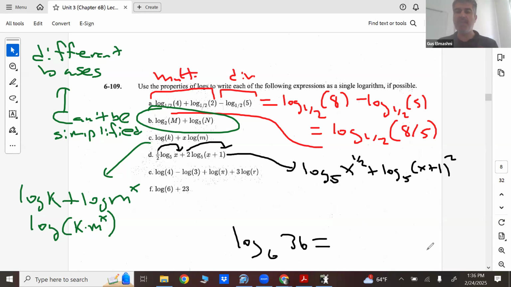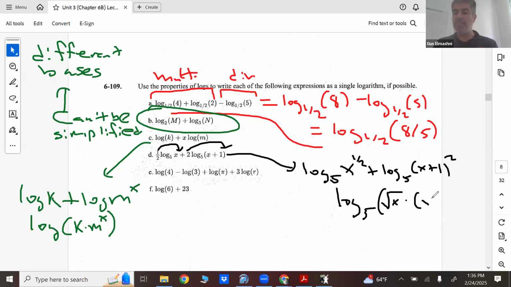Hey guys, can you focus, please? Thank you. And if there's a plus in the middle, you can combine like this. By the way, do you guys remember what x to the 1/2 is as a radical? Well, that's a radical. Just so you know.